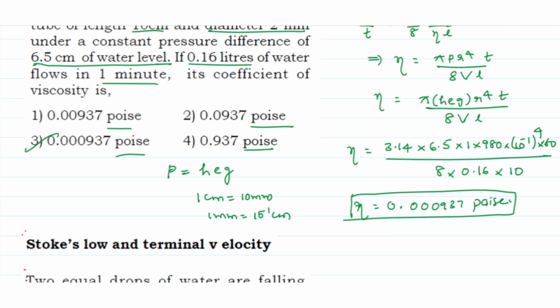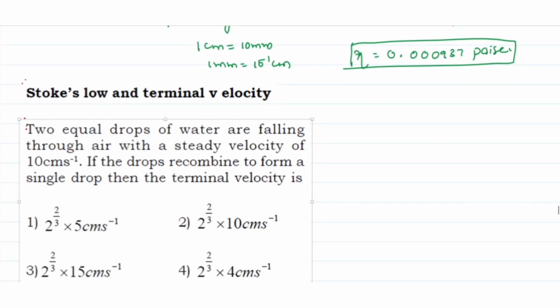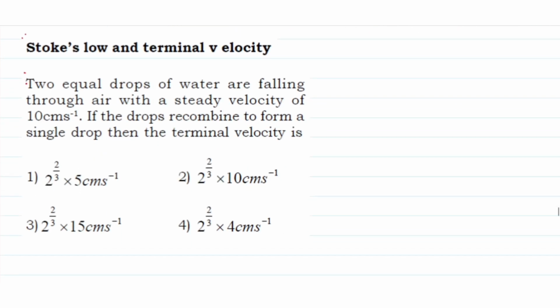Now let us discuss Stokes law and terminal velocity related problems. The first question says 2 equal drops of water are falling through the air with a steady velocity, that is terminal velocity, of 10 centimeter per second. If the drops recombine to form a single drop, then what is the terminal velocity, they are asking.